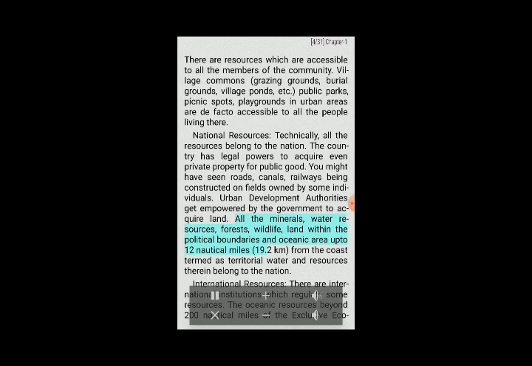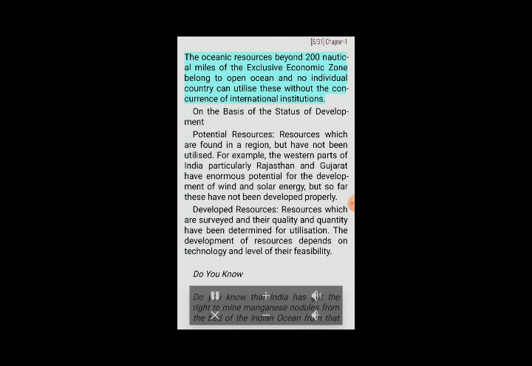All the minerals, water resources, forests, wildlife, land within the political boundaries and oceanic area up to 12 nautical miles, 19.2 kilometers from the coast, termed as territorial water, and resources therein belong to the nation. International resources. There are international institutions which regulate some resources. The oceanic resources beyond 200 nautical miles of the exclusive economic zone belong to open ocean, and no individual country can utilize these without the concurrence of international institutions.